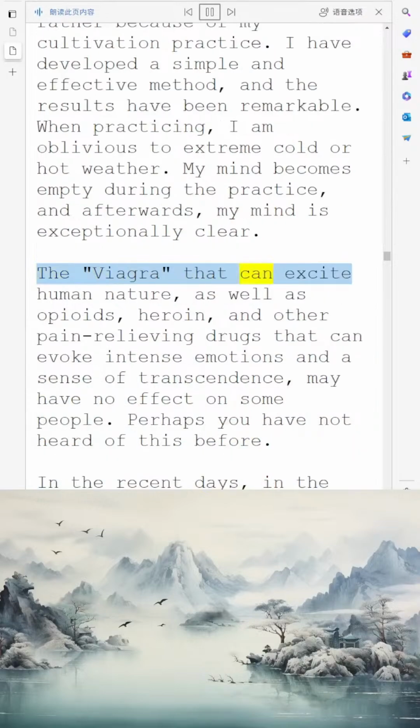The Viagra that can excite human nature, as well as opioids, heroin, and other pain-relieving drugs that can evoke intense emotions and a sense of transcendence, may have no effect on some people. Perhaps you have not heard of this before.